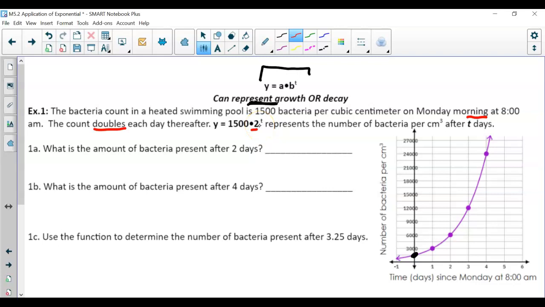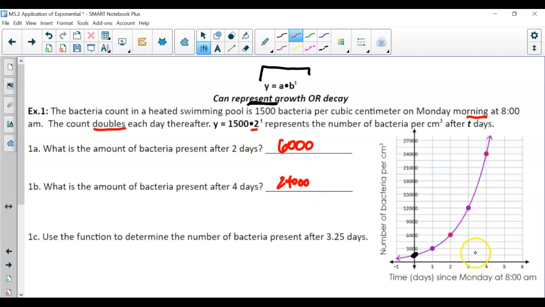So what is the amount of bacteria present after 2 days? Well, we could go to our graph here. So after 2 days, how many bacteria? 6,000. What is the amount of bacteria after 4 days? So 4 days, 24,000. Now, what if we had the amount of bacteria after 3.25?